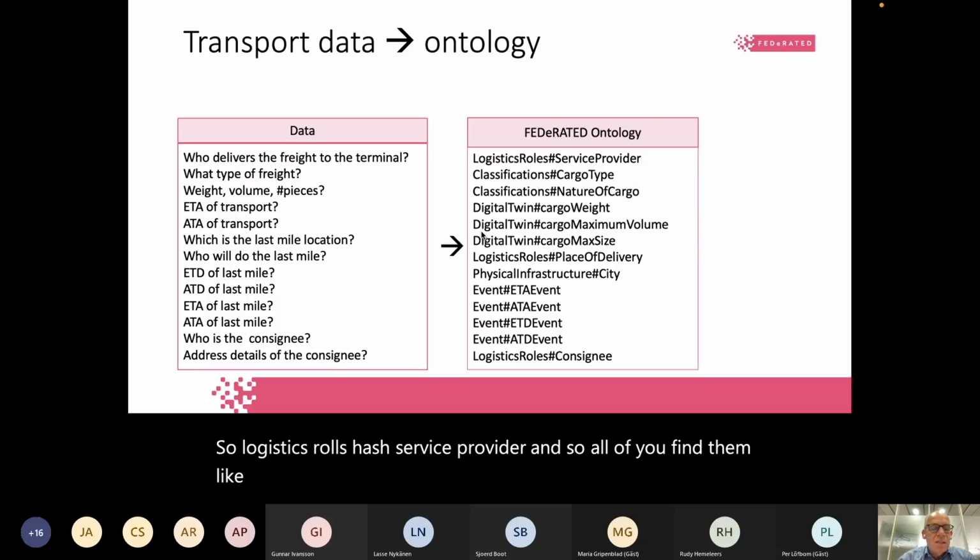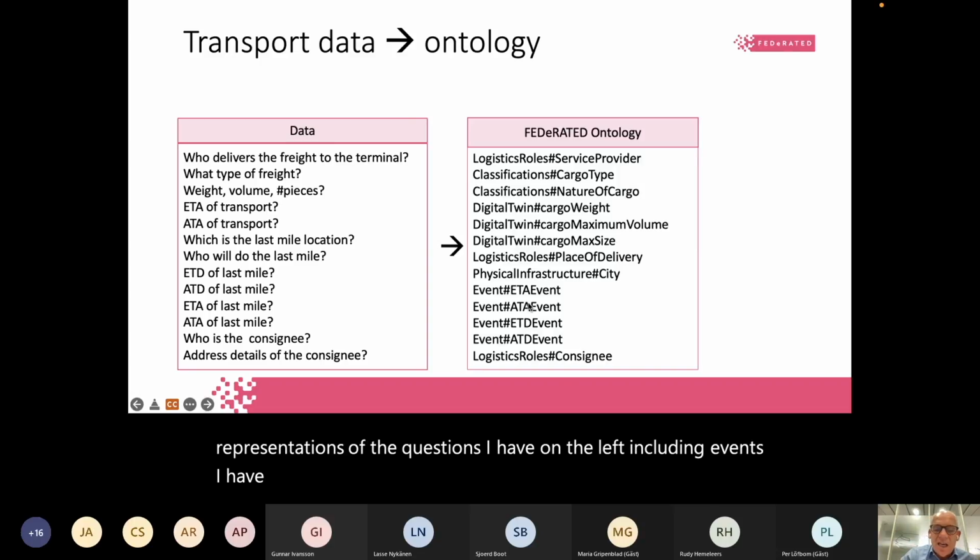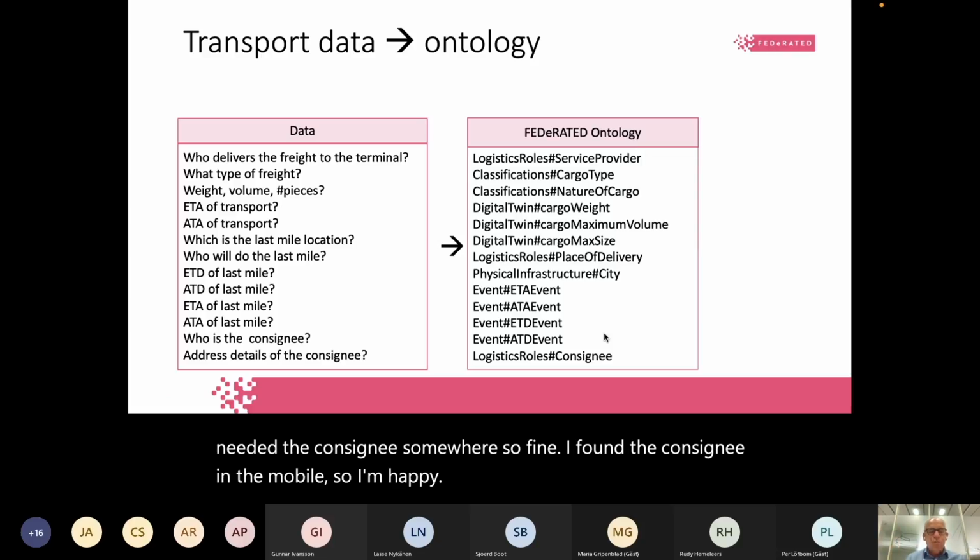And so I find nice descriptions, nice semantic representations, of the questions I have on the left, including events. I have an ETA event, ATA, etc., etc. I also decided I needed a consignee somewhere, so fine, I found a consignee in the model, so I'm happy. So this exercise is just a case of browsing.